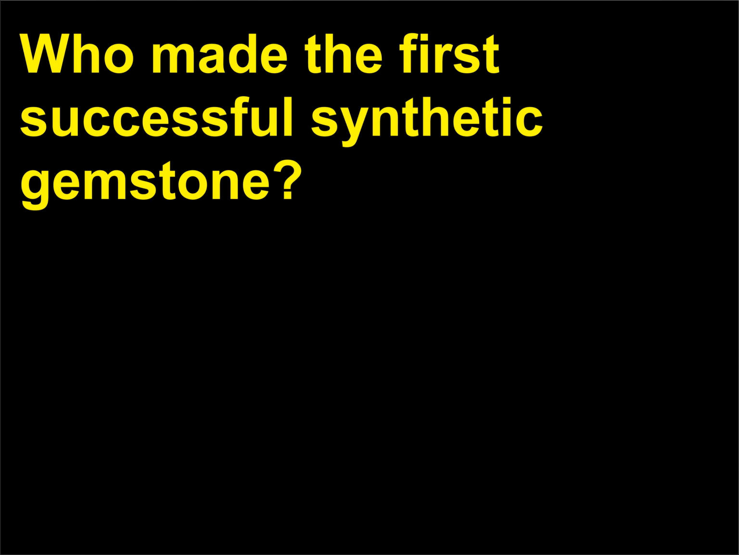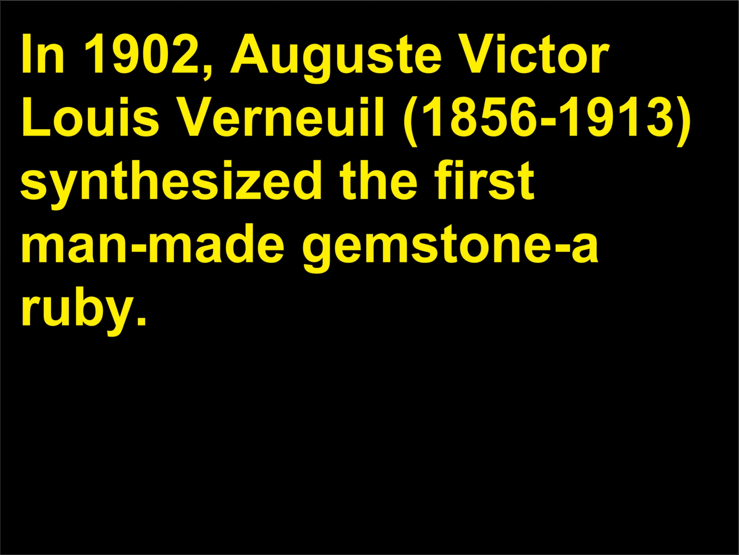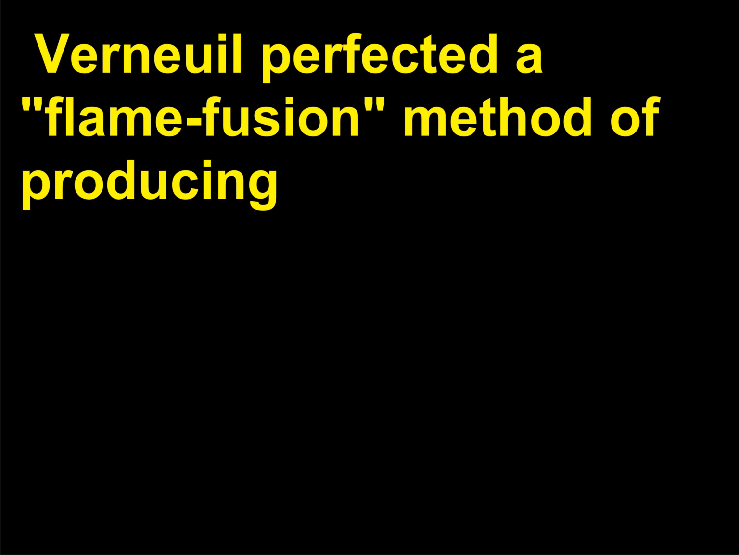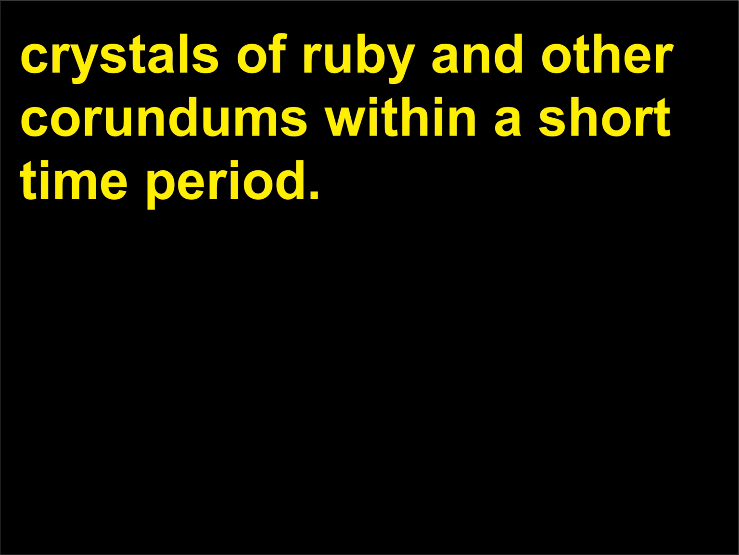Who made the first successful synthetic gemstone? In 1902, Auguste Victor Louis Verneuil, 1856–1913, synthesized the first man-made gemstone, a ruby. Verneuil perfected a flame fusion method of producing crystals of ruby and other corundums within a short time period.